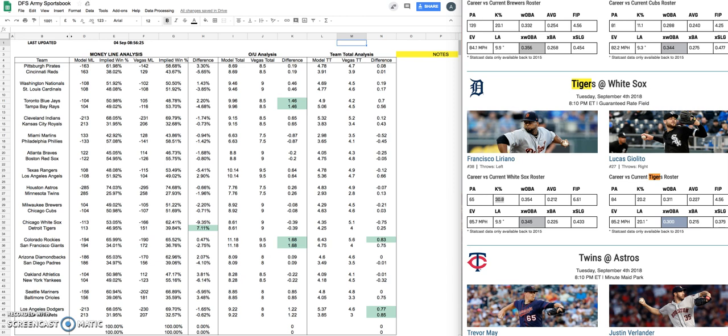So, a quick introduction to the model. There are three sections: the money line analysis, the over-under analysis, and the team total analysis. Each section has the Vegas numbers, and each section has the model numbers. People tend to ask me, how do you get to these numbers? How do you get to these totals? How do you get to these team totals?